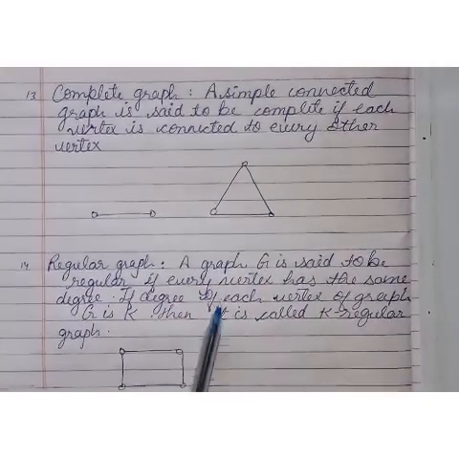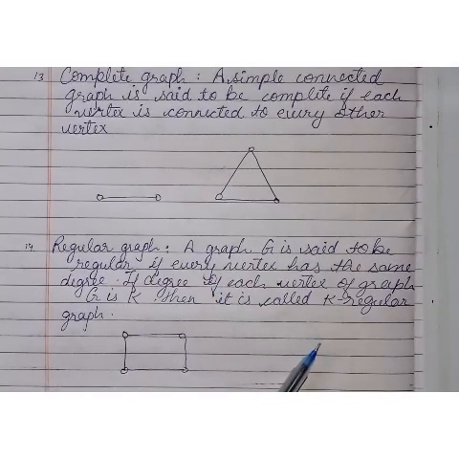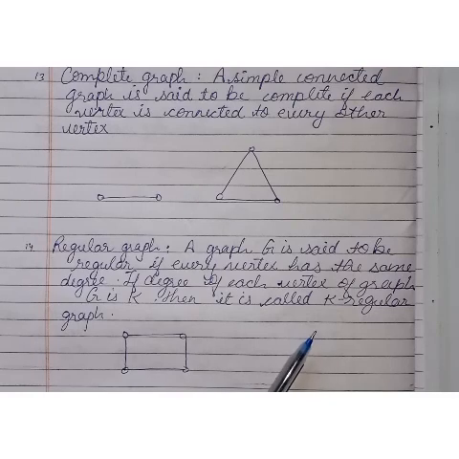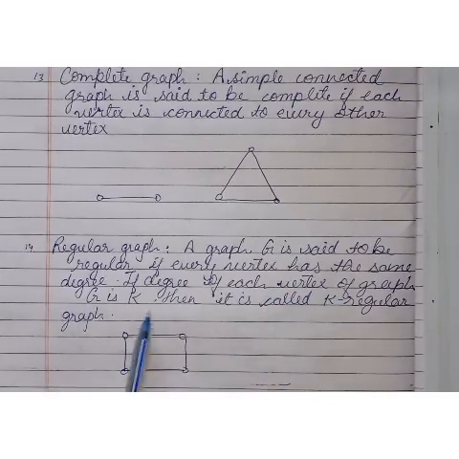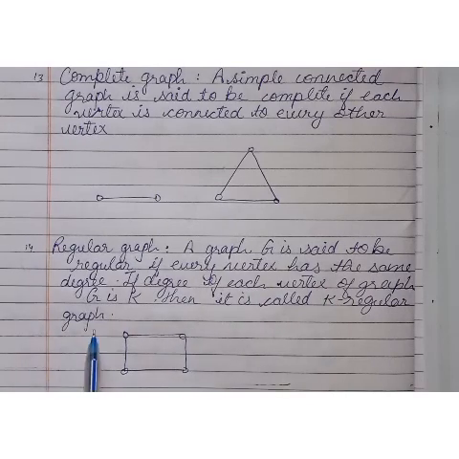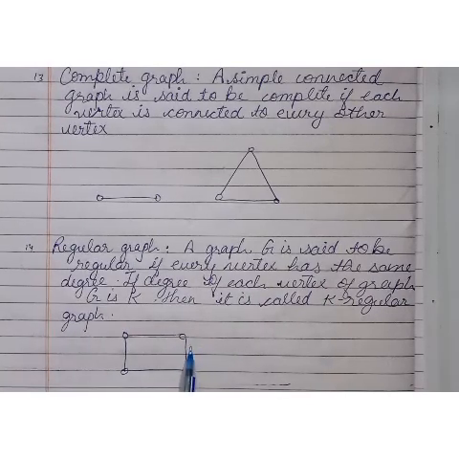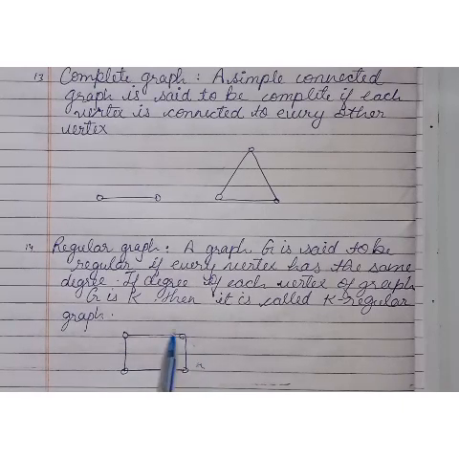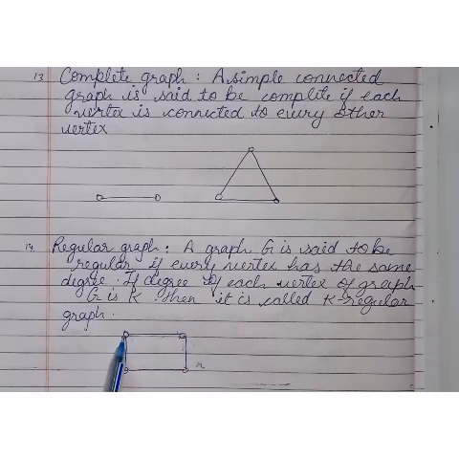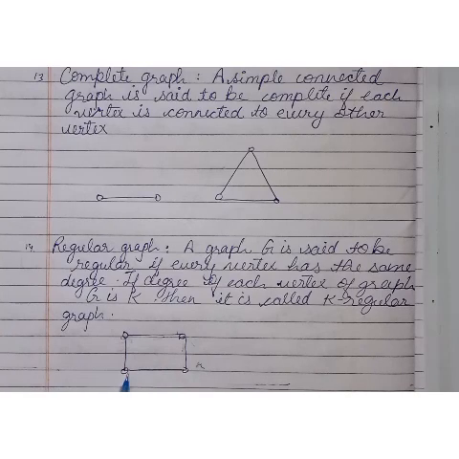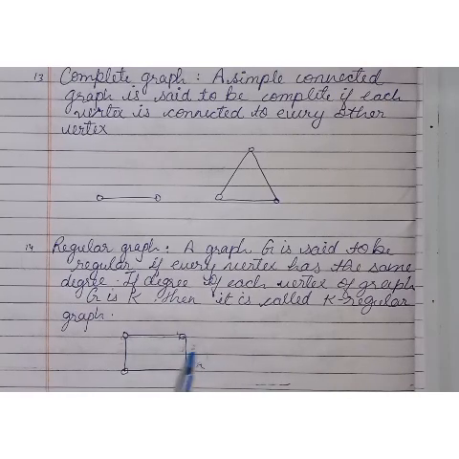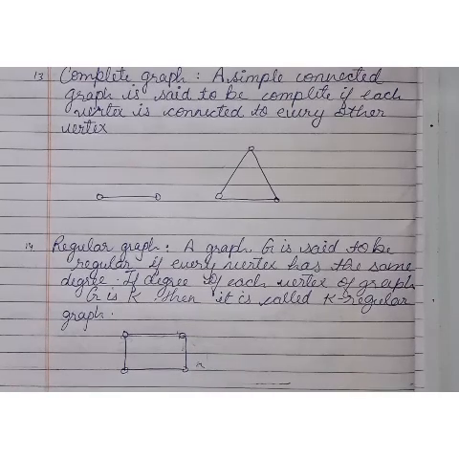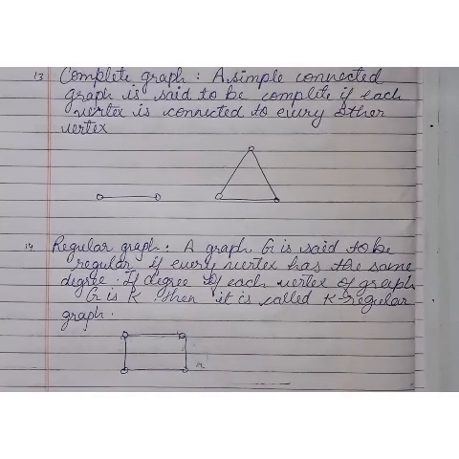Regular graph. A graph G is said to be regular if every vertex has the same degree. If the degree of each vertex of graph G is k, then it is called a k-regular graph. It means the vertices in the graph should have the same degree. Here in this case, this vertex has two edges, so the degree of this vertex is 2. Same as here, this vertex also has degree 2, this vertex also has degree 2. So all the vertices of the graph have degree 2. So this type of graph will be called a 2-regular graph.